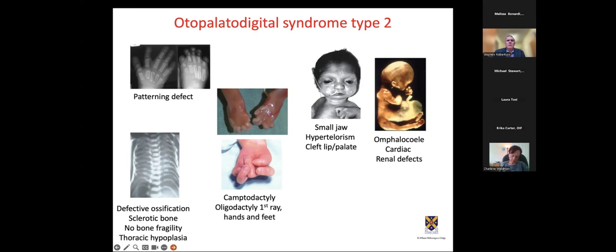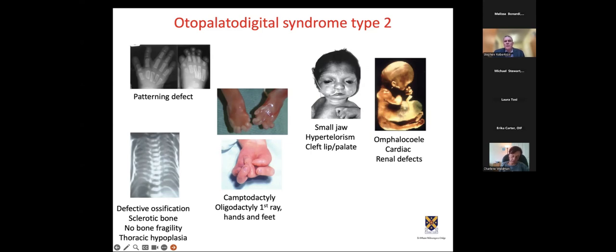In the hands, we have a pronounced patterning defect as well. Again, more so in the feet than in the hands, but it's still present in both. And you'll see that the radial, the preaxial ray is much more severely affected. There's no evidence, however, that these bones are fragile in any way. And indeed, the ossification indices seem to be relatively unremarkable in this respect. So this seems to be a patterning defect rather than a mineralization abnormality, which leads to fragility.